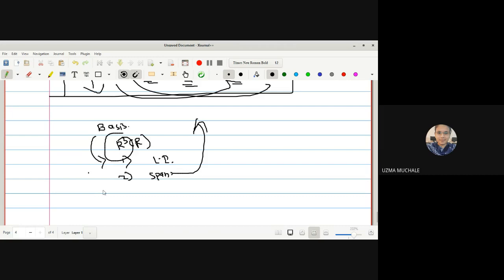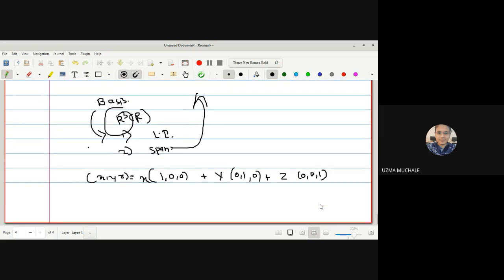So any vector from R3 space, suppose it is the vector x, y, z. I can write this x, y, z as x times 1, 0, 0 plus y times 0, 1, 0 plus z times 0, 0, 1. Can we write it like this, with the help of basis vectors? These are your basis vectors, right?